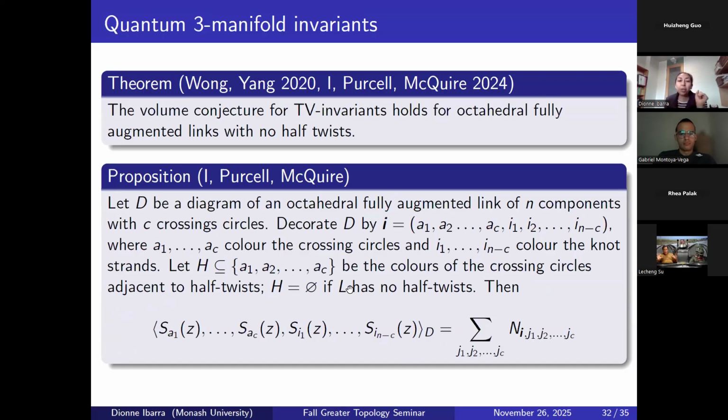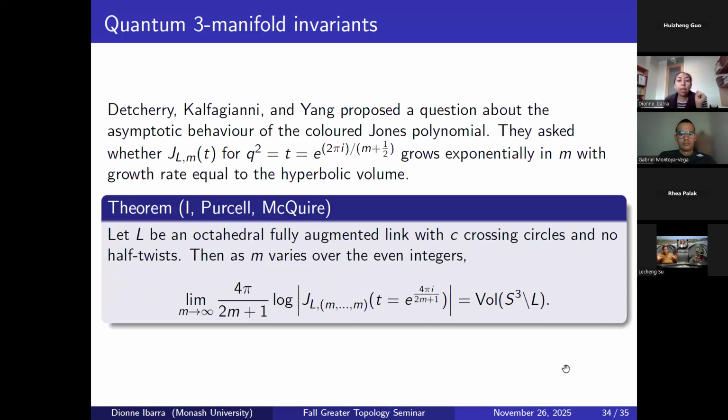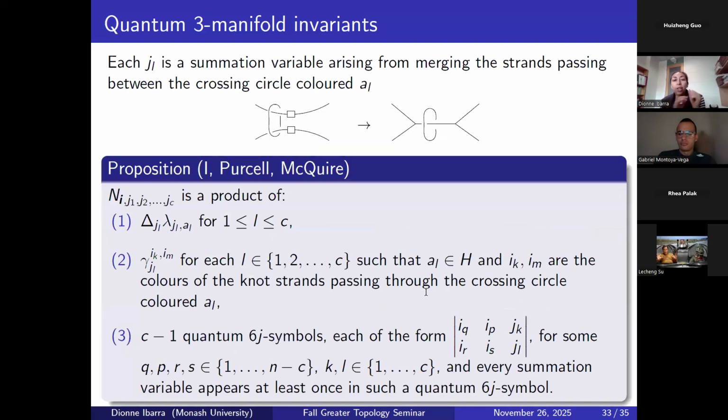So we showed that certain pieces arise, and these pieces have a nice form. Essentially, the most important part is the 6j symbols. And so that was how we proved it.